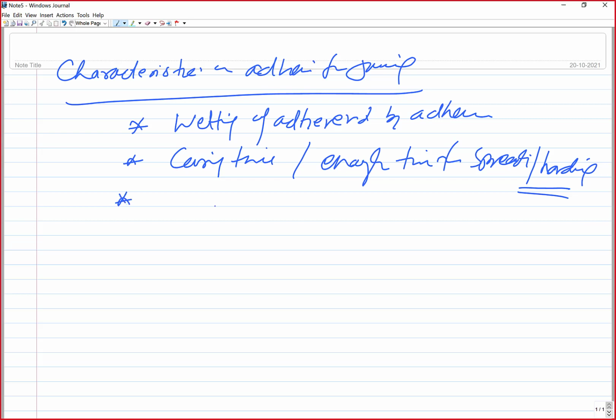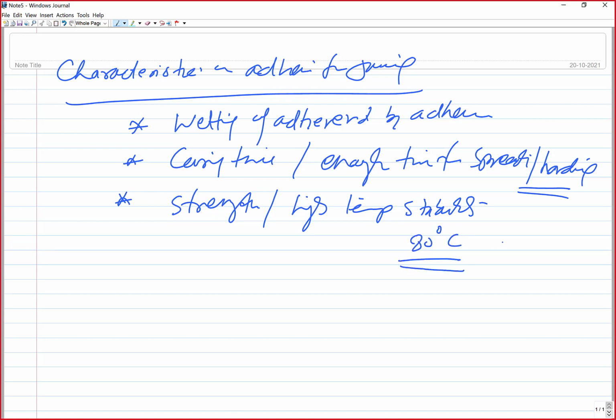Whatever adhesive is selected, you see that there are a variety of adhesives. These adhesives vary significantly in terms of strength and high temperature stability. Few start decomposing above 80 degrees centigrade, while few others sustain even up to 250 degrees centigrade. So high temperature stability is one aspect, and the strength requirement is another. There are many structural adhesives which offer reasonably good joint strength, like 20 MPa, 25 MPa, even 30 MPa.